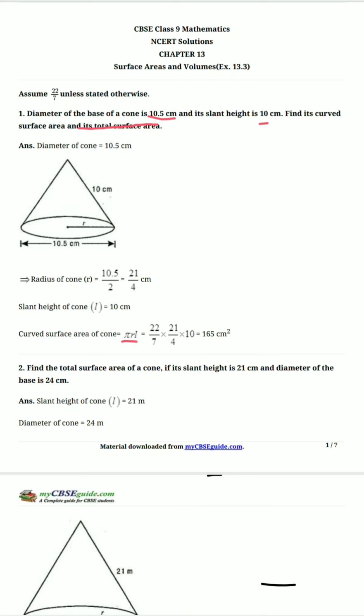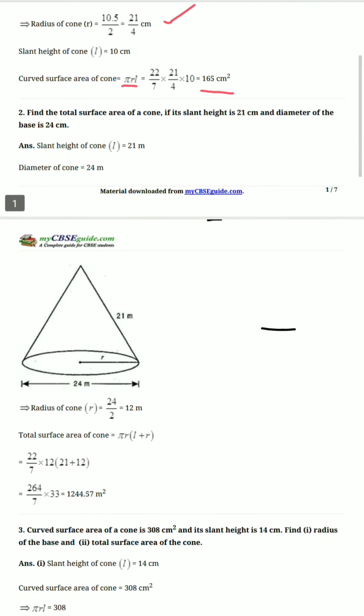Now this is the slant height of the cone, which is given here as 10 centimeter. Diameter is given as 10.5 centimeters, so radius will be half of it, that is 10.5 divided by 2, that will come 21 upon 4. Now we will put this value of radius and slant height in the formula, and upon solving our lateral surface area will come 165 centimeter square. Now moving on to the second question.